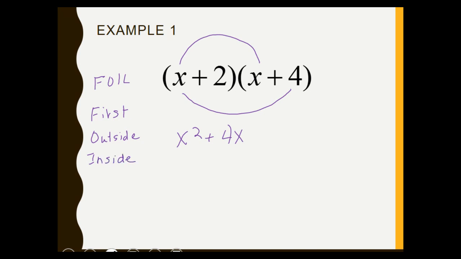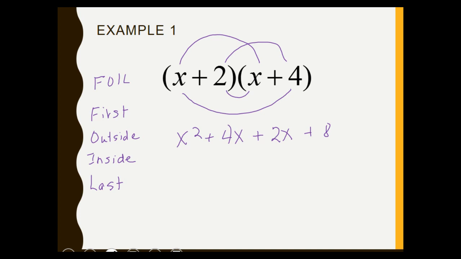So we'll multiply the two terms on the inside. So that's the 2 times x, which is 2x. And L stands for last. And that's the two terms at the end or the last of each parentheses. So that's 2 times 4, which is 8.